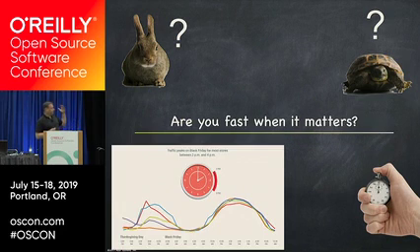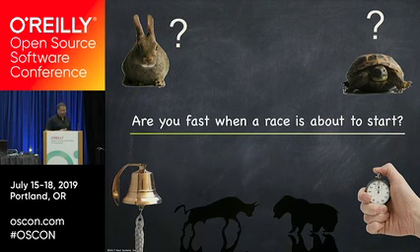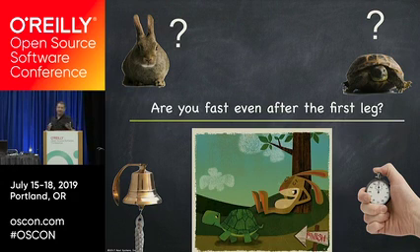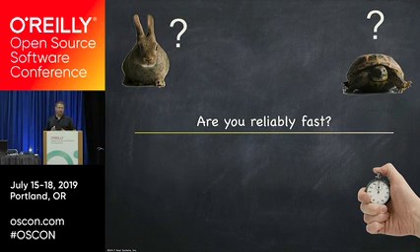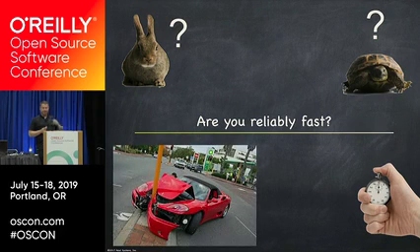So, for example, are you fast when it matters under load? Are you fast when a race is about to start, when the first person to the bell is the one who wins? That's two different things. Do you stay fast after the first lap, or do you take a nap? That's a GC pause right there. If you deliver code a lot and you deploy it many times a day, are you fast even when you're deploying code, or are you just fast if nobody's changing the code? And are you reliably fast, or if you run for a while, does this happen? These are all different aspects of speed.